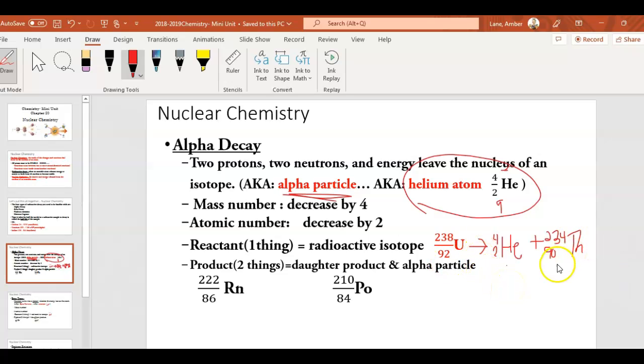So basically what we're doing is we are given a radioactive isotope, and we're going to predict the products. In an alpha decay reaction, we always get a helium or an alpha particle, and we get some new, more stable isotope. And I would suggest you work each one just like that. There's my arrow.